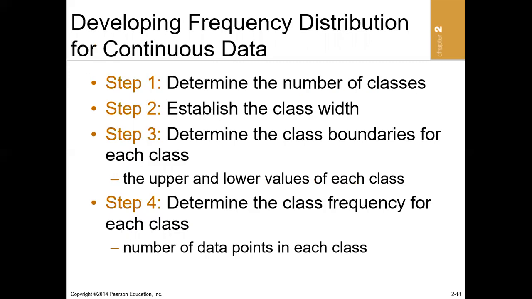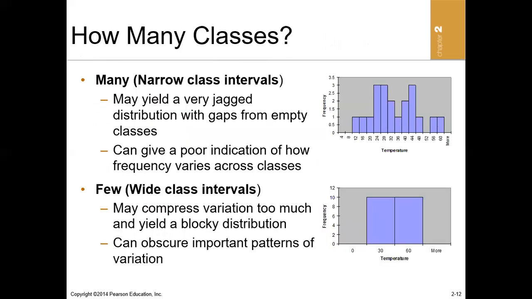So these are the steps. We determine the number of classes, we establish the class width, we establish the class boundary, we determine the class frequency of each class, and then we determine the number of data points in each class. There's a procedure for determining class sizes, for the number of classes. When you Google that, you can just see.